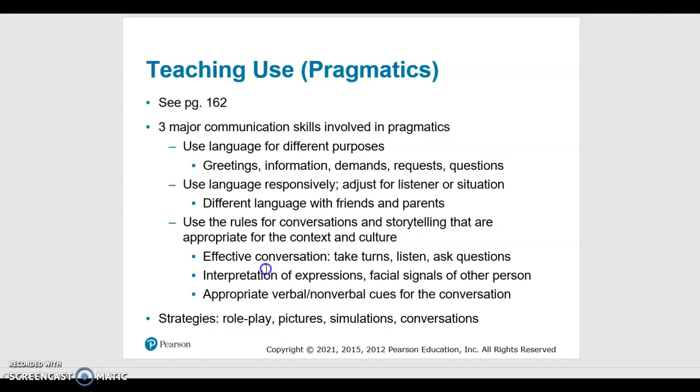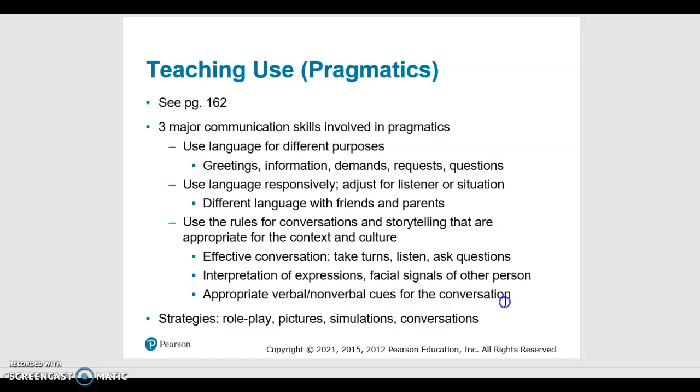So effective conversation is taking turns, listening, asking questions, all of those things. Interpretation of expressions, facial signals, body language, stuff like that. We might need to teach our students how to interpret some of those things. And then appropriate verbal and nonverbal cues for the conversation.